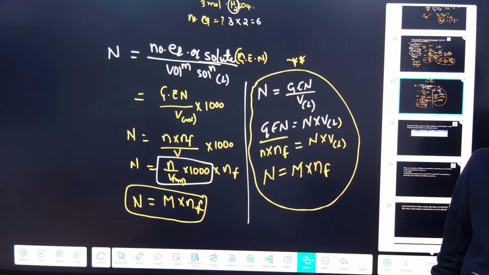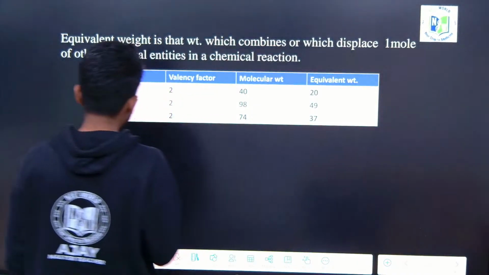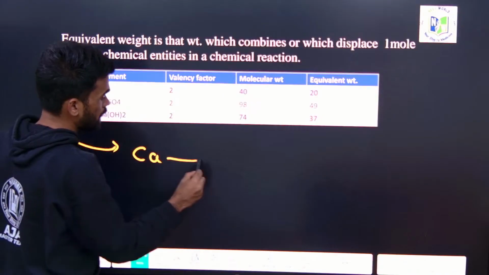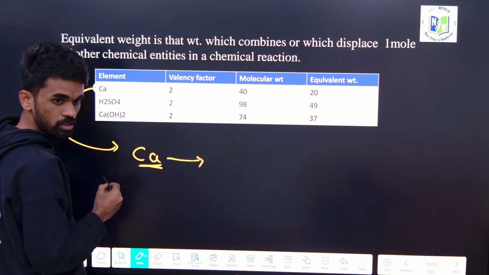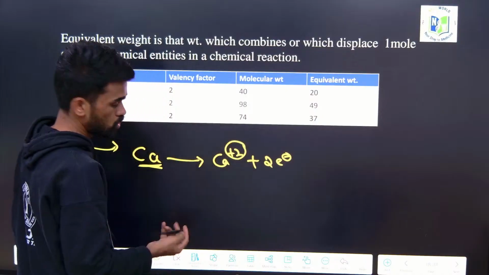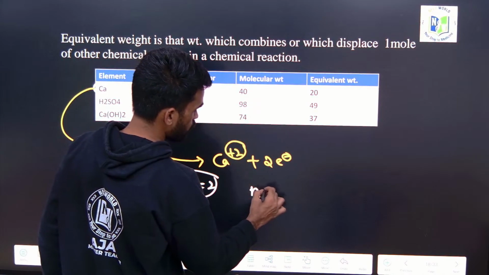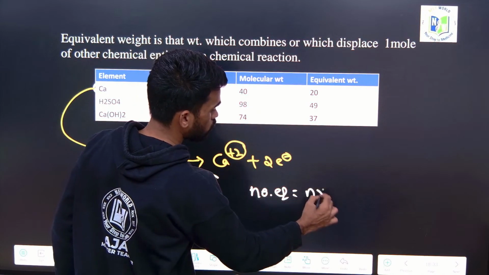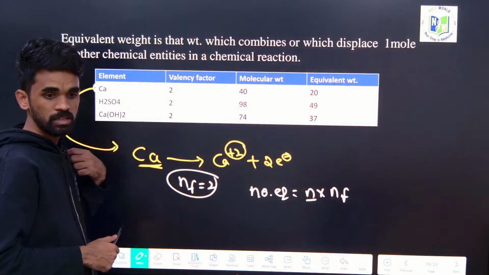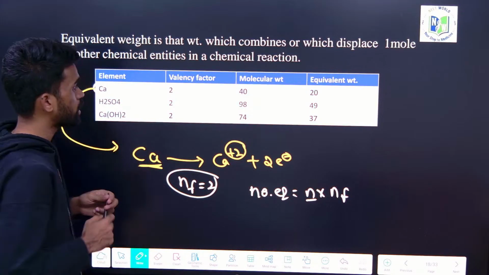Done? Yeah. So now see, for calcium, calcium is an element. What is its n factor if I ask? For an element, how many electrons is it losing? Ca becomes Ca plus 2. So what is the total positive charge? 2. So its n factor will be 2. Now if I ask the number of equivalents, what should you say? Number of equivalents is the given number of moles multiplied with its n factor. If I say 2 moles of calcium, 2 into 2, so 4 equivalents of calcium in that given substance.